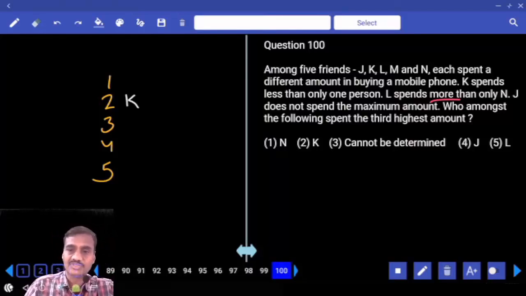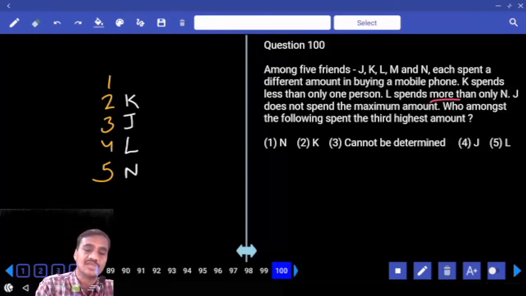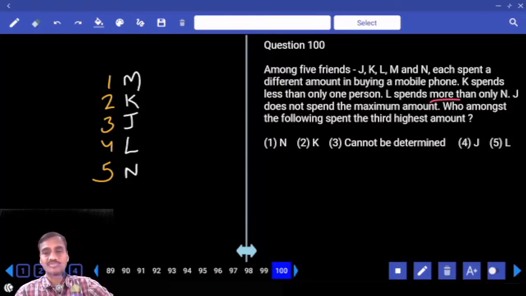And next one, L spends more than only N. ఎల్ అనేవాడు ఒకరికన్నా మాత్రమే ఎక్కువ, రిమైనింగ్ అందరికన్నా తక్కువ. కనుక ఇప్పుడు ఎక్కడ ఉండాలి, L spends more than only N. ఎన్ కన్నా మాత్రమే ఎక్కువ, తక్కువ అందరికన్నా తక్కువ. Now we are left with the remaining 2. J does not spend the maximum, hence J is here. And M is at this place. And who among the following spends the third highest? J, that is choice 4, question number 100. Done? Yes, any doubts in this one? 96 to 100?